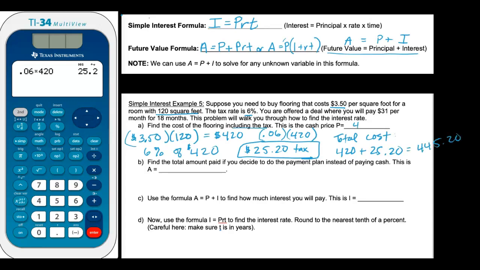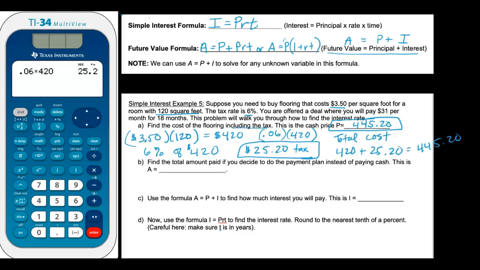So we can put that in the blank up here. And that's our principal if we're considering taking out a loan to buy this flooring, which is basically what we'd be doing if we did the monthly payment option. So next step, find the total amount paid if you decide to do the payment plan.